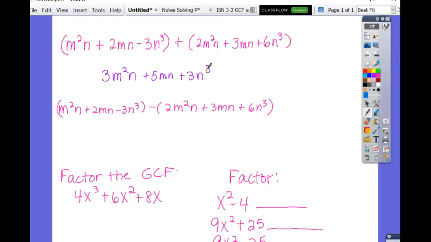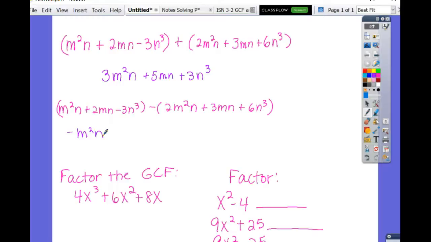So what is in between these two parentheses? Minus, my friends, minus. We are subtracting. So 1m squared n minus 2m squared n. What's 1 minus 2? Negative 1. So negative m squared n.